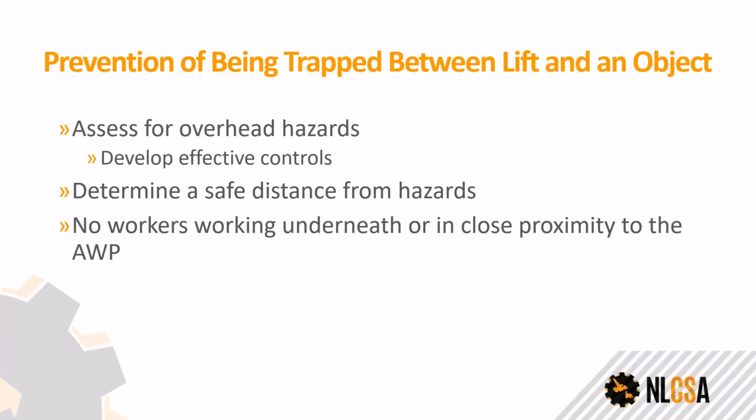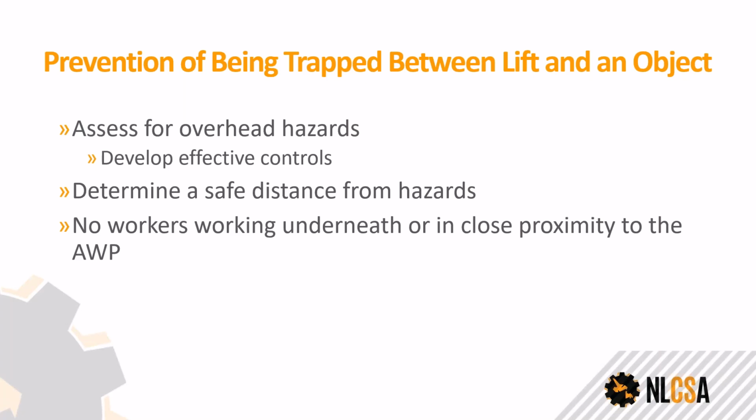So another hazard that we can be exposed to is being trapped between the lift and an object. So the first thing we should be doing is to assess any overhead hazards of where we are working. And depending on the potential overhead hazards, we should be developing and implementing effective controls. So for example, this could be an industrial fan or anything like that that would require effective controls. So either de-energizing it or putting guards in place or different things like that.